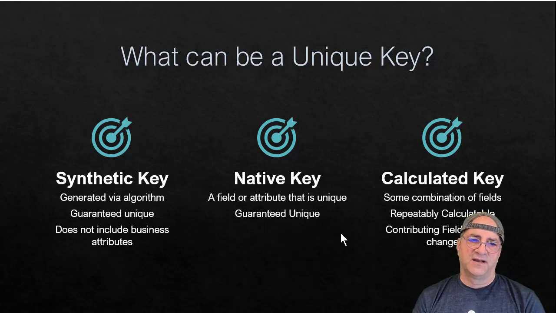So a driver's license number, for instance, in the United States is not a unique key because different states could issue the same driver's license number. So to be a unique identifier, not a synthetic key, but a unique identifier, you could do a calculated key around driver's licenses, and that would be the state and the driver's license identifier. So what it means, though, is the contributing fields can't change, because if they change, then the calculated key would change, and therefore it represents a different record.